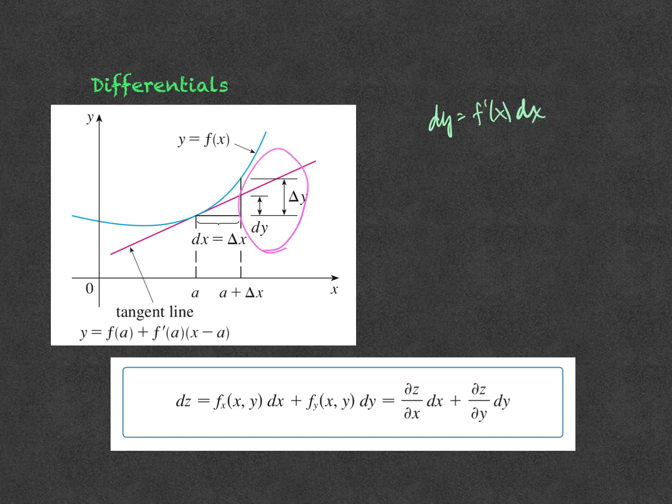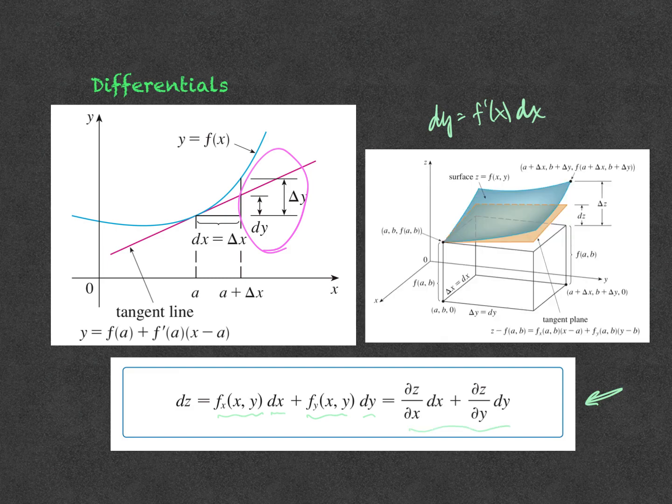Delta y represents the change in the height of the curve, and dy represents the change in the height of the tangent line. So it's talking about the curve versus the tangent line. And so we have a differential formula down here where we take the partial derivative with respect to x and put dx, partial derivative with respect to y and put dy. So it can be used as this notation as well. You can see that this ties nicely into the 3D space. We're looking at the tangent plane versus the surface.